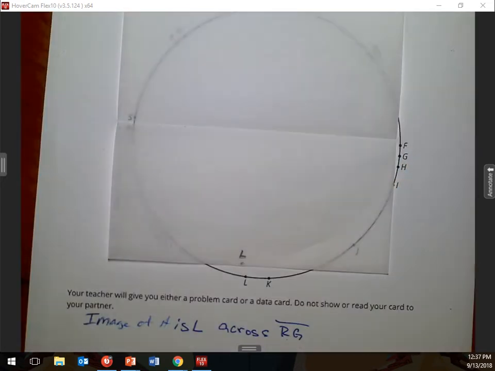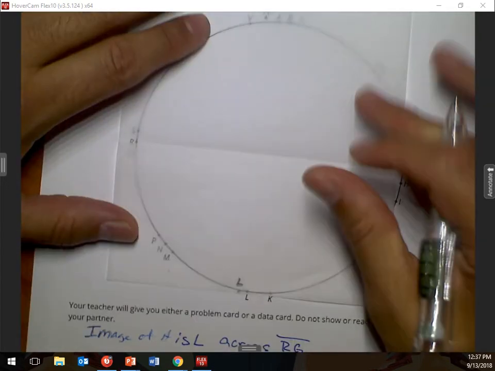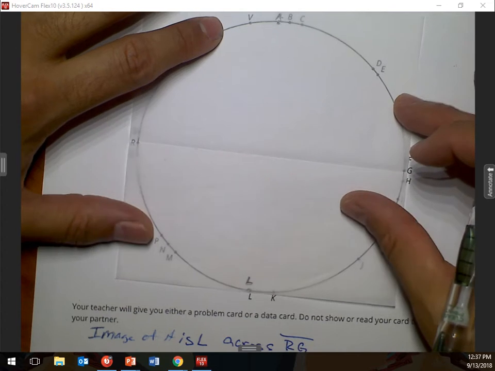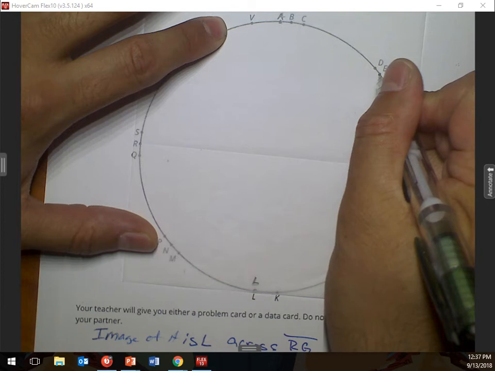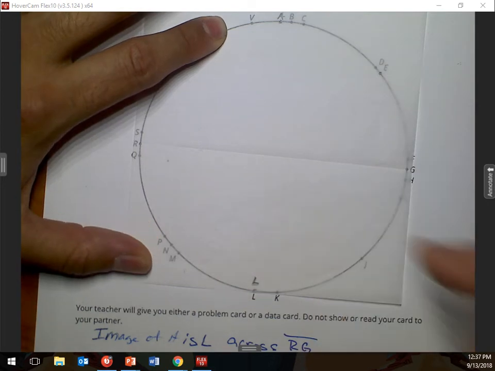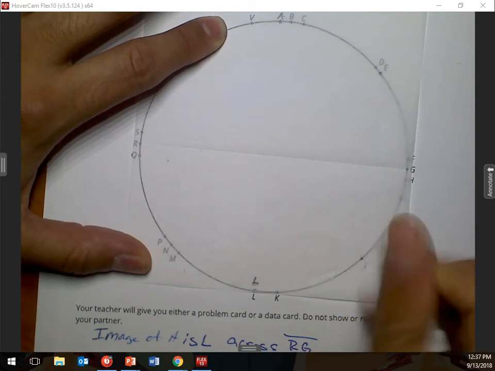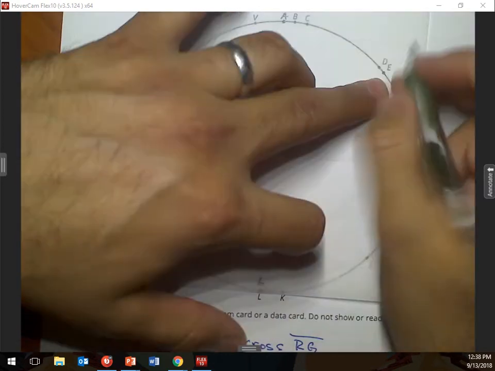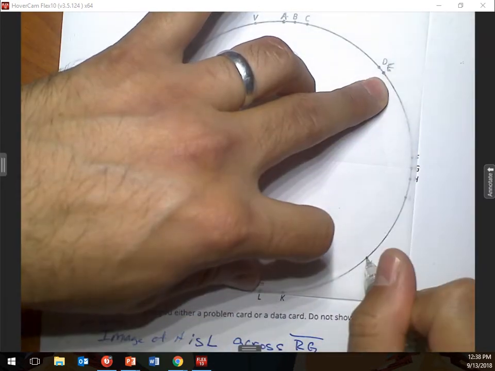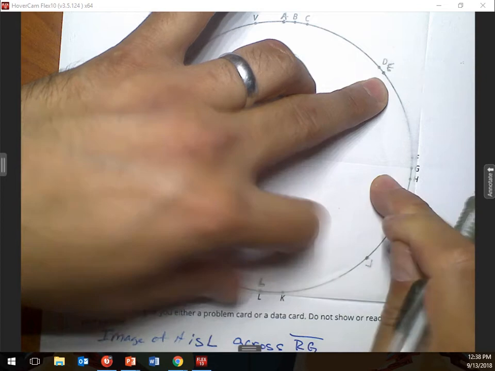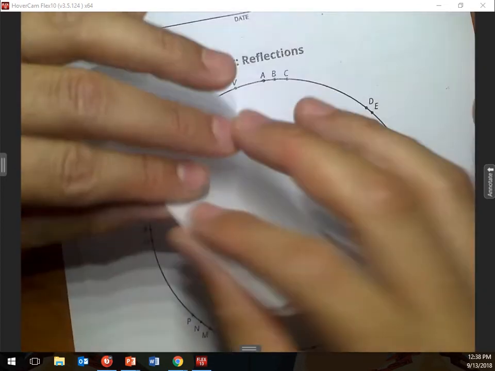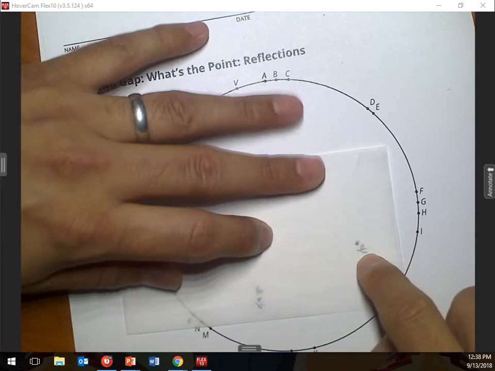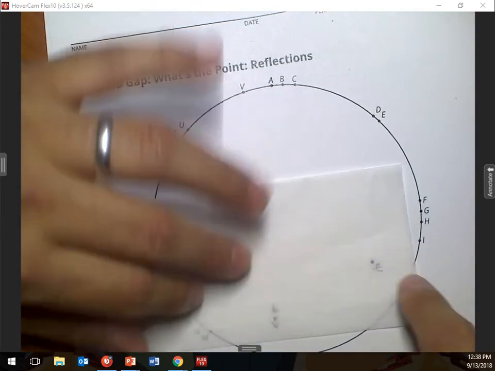The next thing on the data card says the image of E is J. All right, let's see, where is E? So we're saying E is J, down here. If I put one on top of the other, is E on top of J there? Yeah, it looks like it's there, right?